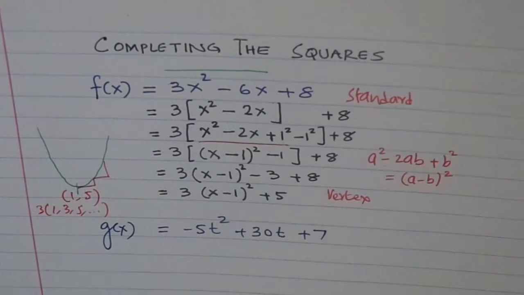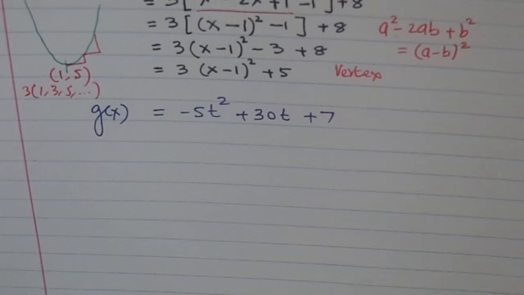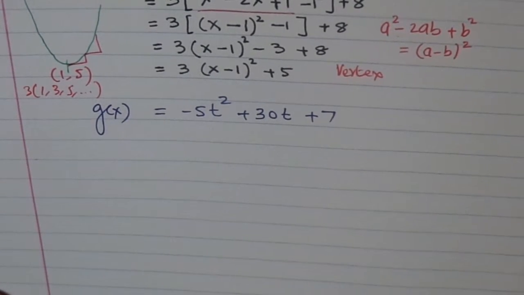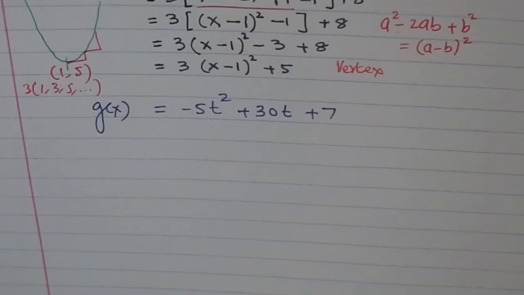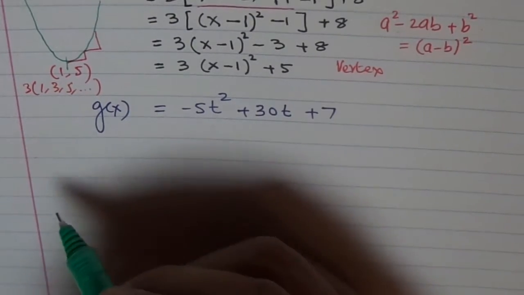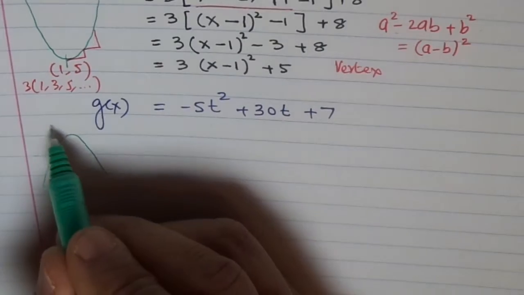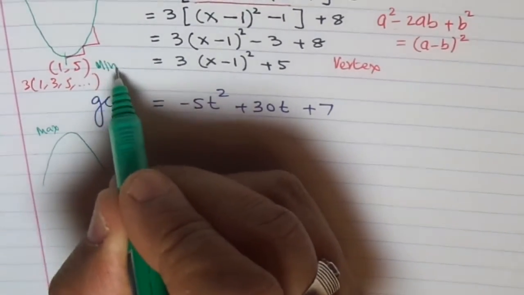Let's see this. Okay, so we have an equation here, g(x) is equal to minus 5t square plus 30t plus 7. So this equation is slightly different from the previous one, in that the leading coefficient for us is negative. So we expect a parabola like this this time, right? Opening downwards, and so a maximum, correct, in this case? This was a minimum, is it okay?